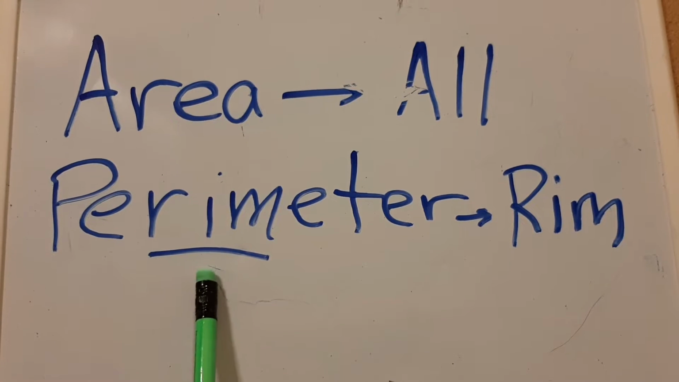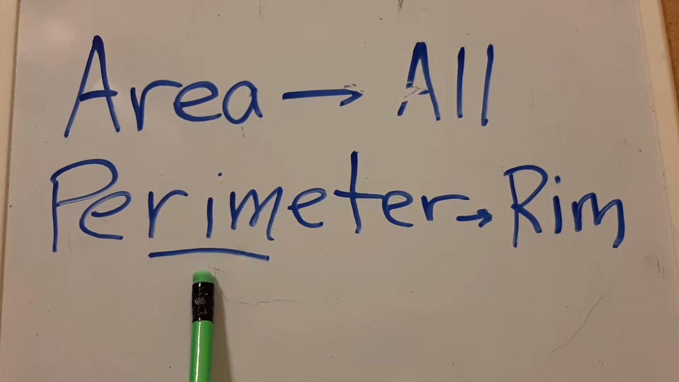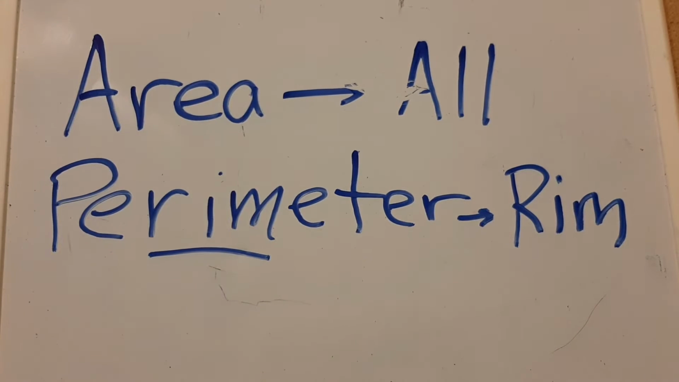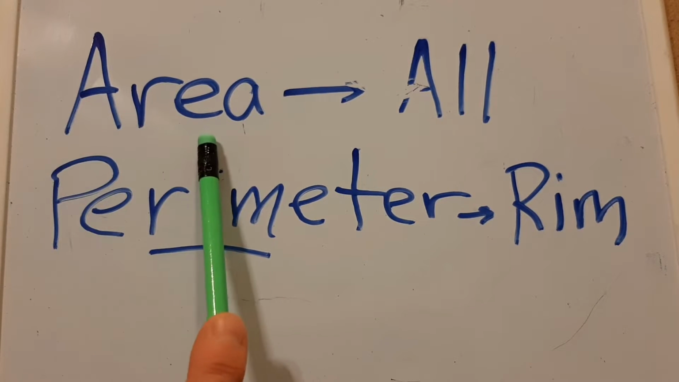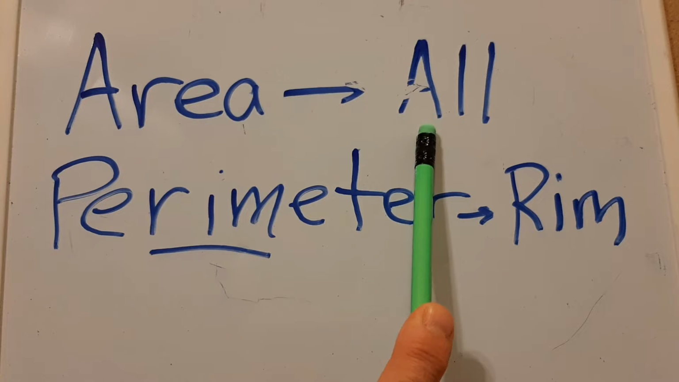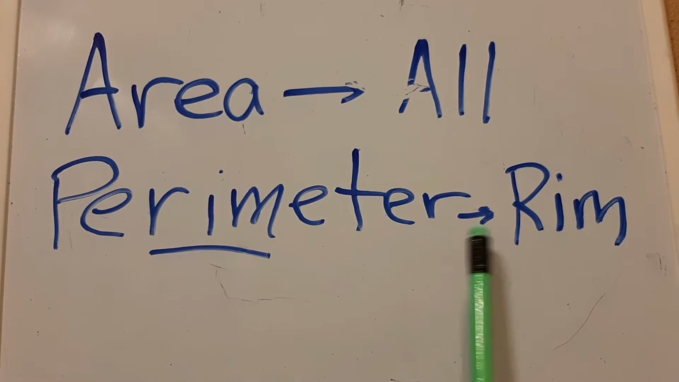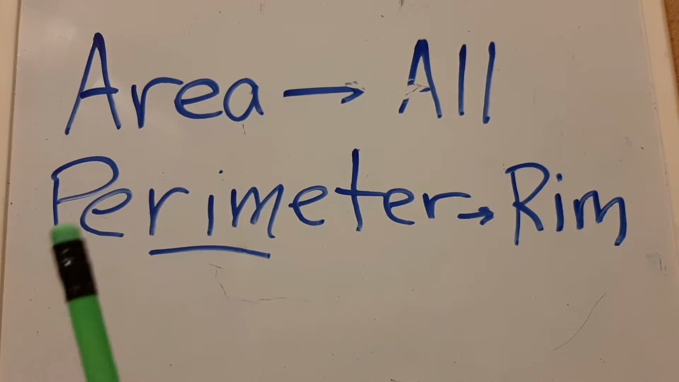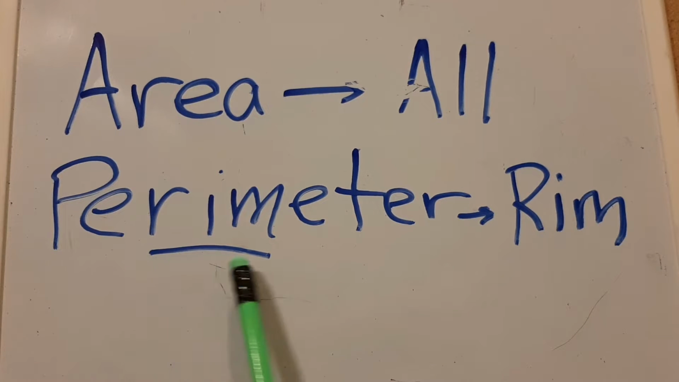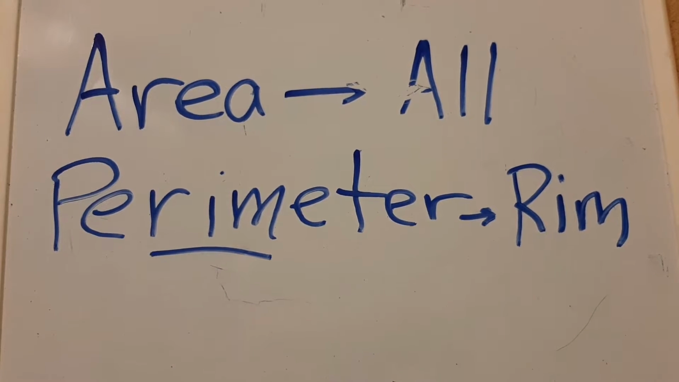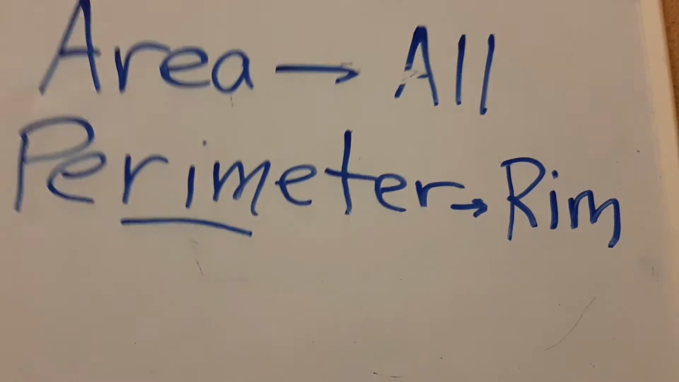Now, you've been doing perimeter and have done pretty well with that. Today we're going to be talking about area. And as you know, I love little tricks for remembering things, and this is what I want you to remember. Area is all, perimeter is the rim. So say that with me. Area is all, perimeter is the rim. Now I will show you what I mean on our math today.